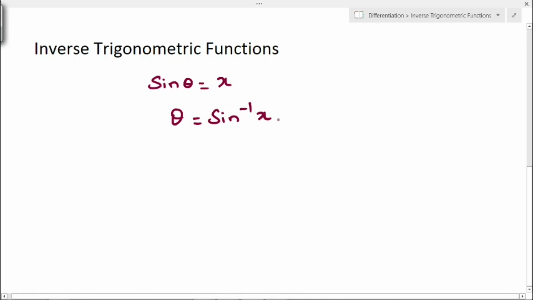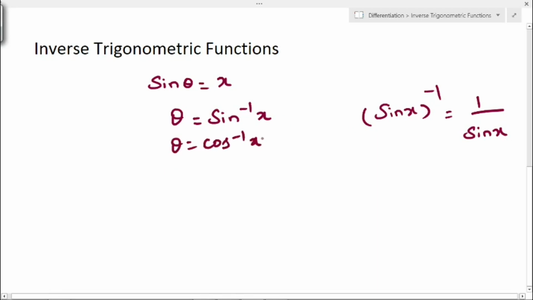So the sin inverse of x is totally different from sin x the whole inverse. Sin x the whole inverse can be written as 1 divided by sin x. This is reciprocal, but sin inverse of x is the measure of an angle in radians whose sine is x. So similarly we have theta equal to cos inverse of x and theta equal to tan inverse of x, and so on. Now we are going to learn the derivatives of inverse trigonometric functions.